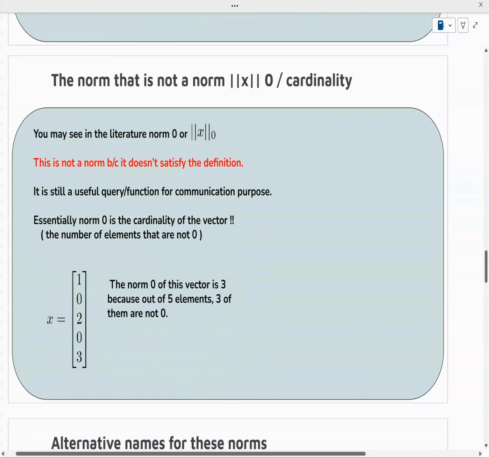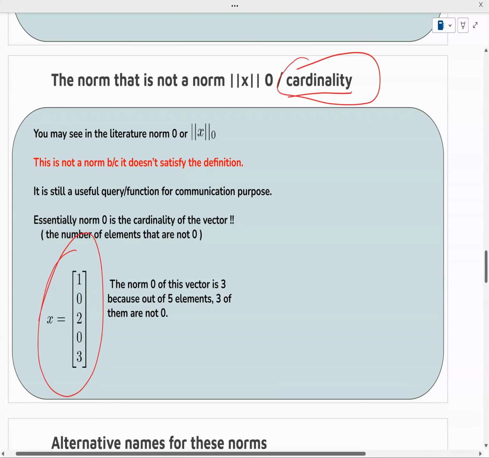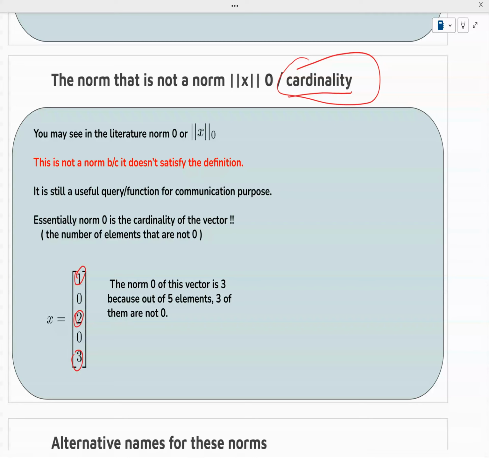Okay. There's a particular norm that is by definition not really a norm, but we still call it a norm just for convenience. And that is called the L0 norm. And that tells you the cardinality. Okay. When we say cardinality, what does that mean? Well, let's look at this vector. Cardinality tells you the number of non-zero elements. So this is not zero. 1, 2, 3. Therefore, since there are 3 elements that are not zero, the cardinality is 3. And the L0 norm is also equal to 3.